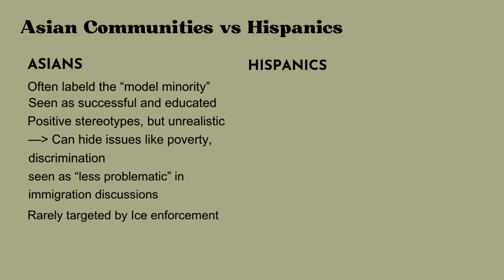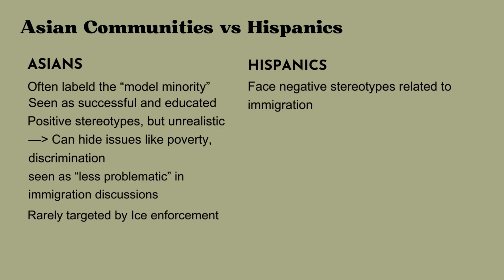Comparison: Asian communities versus Hispanic communities. When we look at Asian and Hispanic communities in the discussion about immigration, we can see that people often think very differently about them. Asian Americans are usually seen as the model minority, which means that many people assume they are always successful in work and other parts of life. This stereotype makes it seem like everything is fine in these communities, but it can hide real problems like poverty, discrimination, or mental health issues.